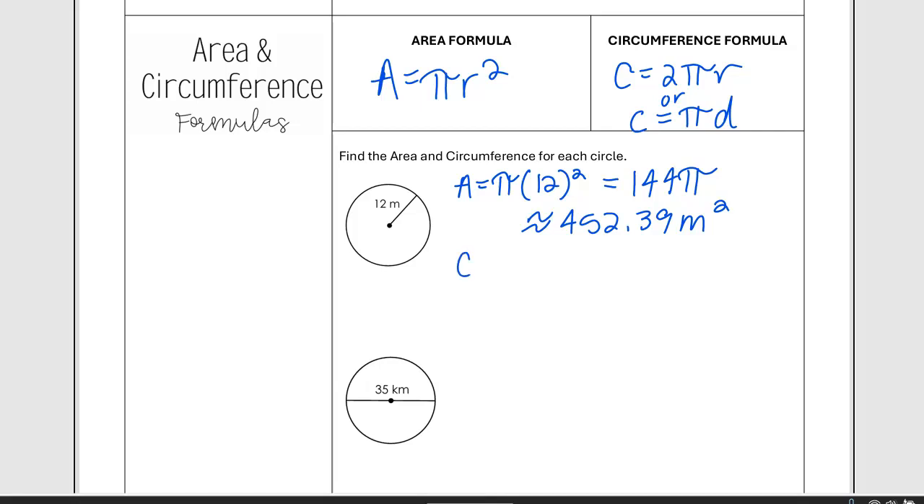All right, if we want to find the circumference, that's just going to be 2 times pi times our radius of 12. And that gives us 24 pi. We put that in our calculator, and we're going to get 75.4 meters.